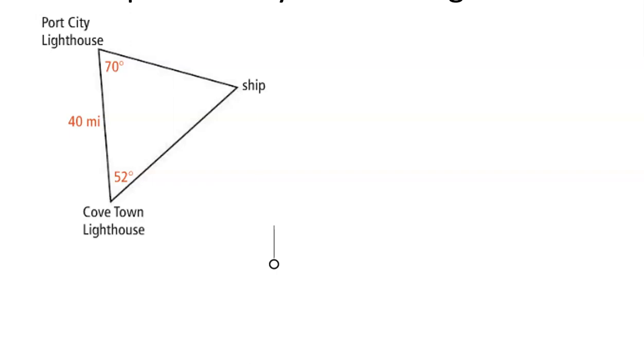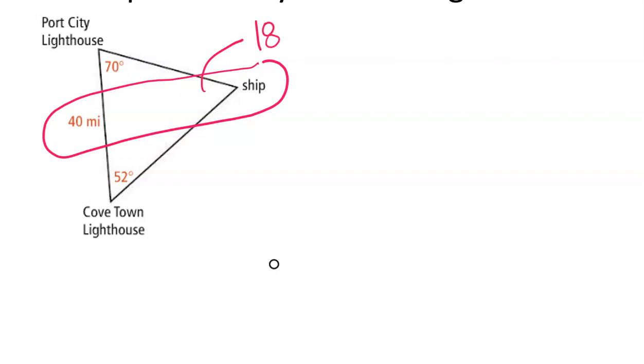So the first thing I notice is I don't have an angle side pair, but I could find one, right? If I subtracted those angles from 180, I could find that missing angle. So 180, subtract 70, subtract 52. That's what I'm going to do first. And I find out that this is 58. I now have my angle side pair that I'm going to use twice to find out what is missing.